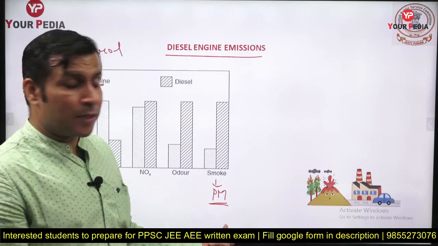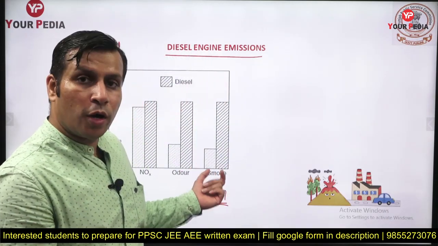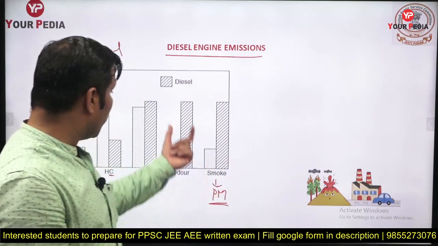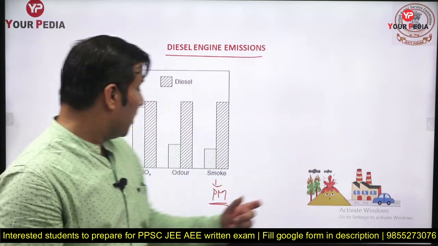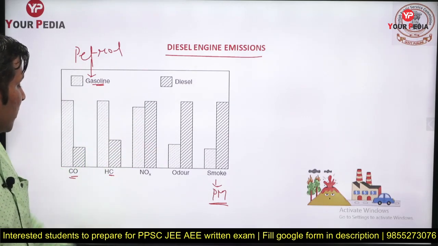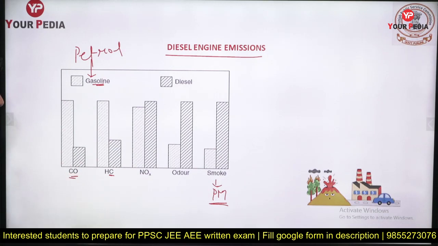The particulate matter pollution which is there in the smoke of a diesel engine is much higher as compared to the smoke or particulate matter pollution in the petrol engine. So smoke pollution and odor pollution are much higher in diesel. NOx is almost comparable in petrol and diesel, but hydrocarbon emission and carbon monoxide emission are much lesser in diesel engine as compared to petrol engine.